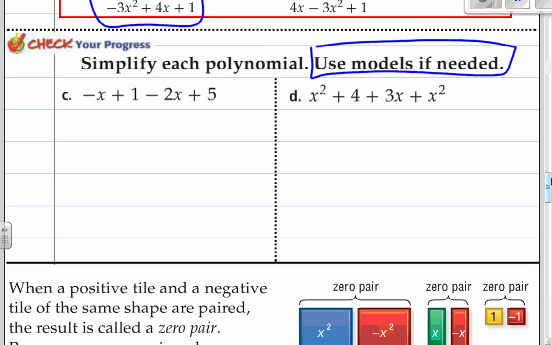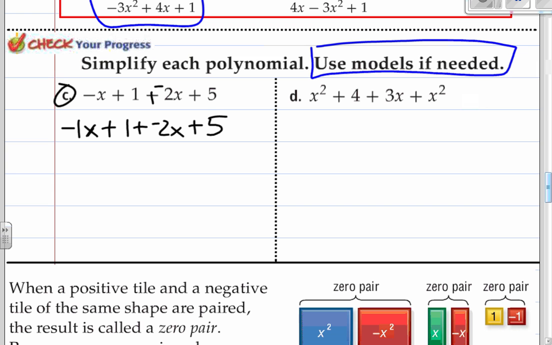All we have to do here for C is I'm going to rewrite this, make sure that that negative x actually has a negative 1x, or negative 1 put in there. And I'm going to make sure I get rid of my subtractions by shishing.